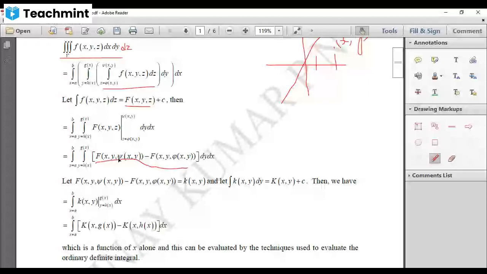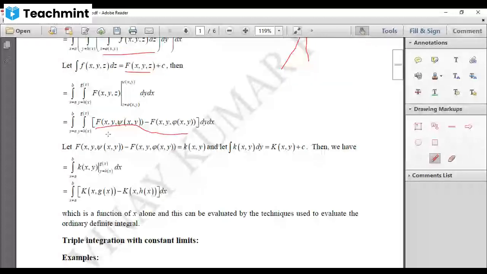Z has been removed with the substitutions. Okay. Now you are having x and y. We cannot integrate with respect to x, because if you integrate with respect to x, y will remain. So first, let us integrate this function with respect to y.